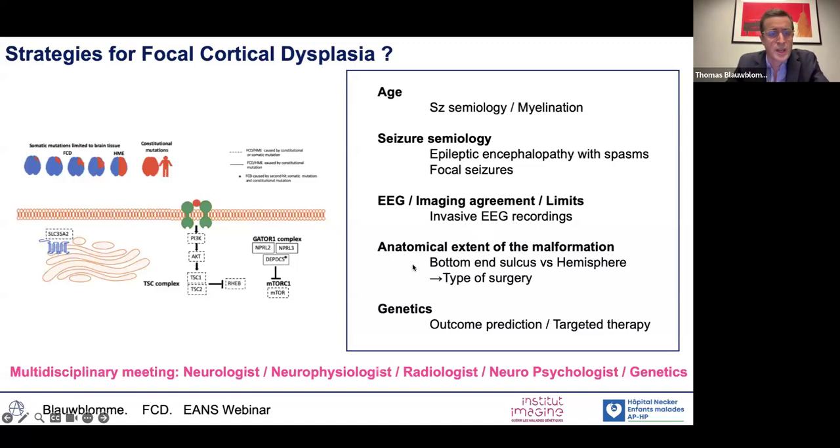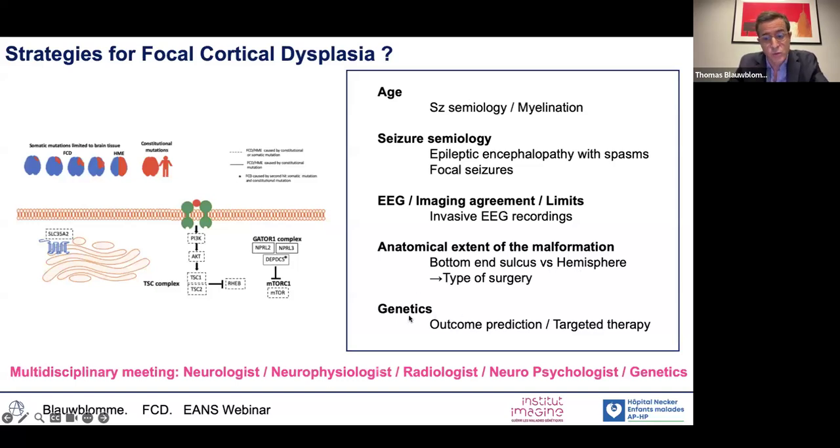Next thing to tailor the surgery is to take into consideration the anatomical extent of the malformation. This can be very localized for the bottom of sulcus FCD, but this can also include a whole hemisphere. So the type of surgery can go from very focal resection actually to hemispherotomies.